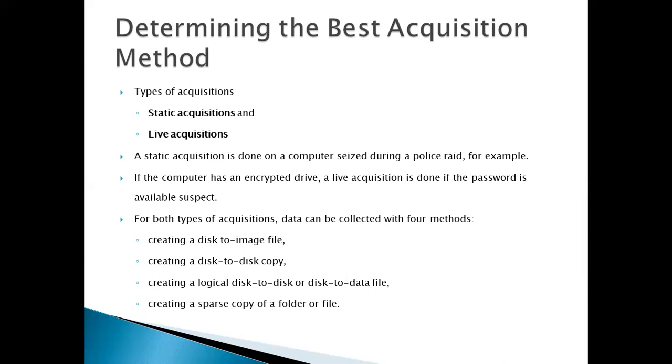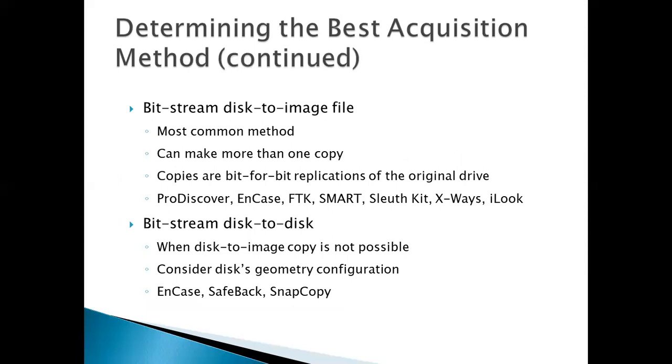So there are four methods to collect the data: disk to image, disk to disk, disk to data, or sparse copy of a folder. By means of these four methods, we can collect the data. And then bitstream, that is, first, disk to image. What is disk to image? This is a common method.